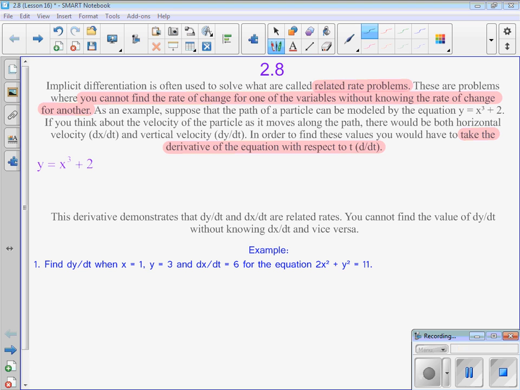Okay, 2.8 is the related rates problems here. So related rate problems is what we're going to solve. These are problems where you can find the rate of change for one of the variables without knowing the rate of change for another. So you can't find the rate of change of one without knowing the rate of change of the other. So if I'm talking about, let's say, a balloon, okay?